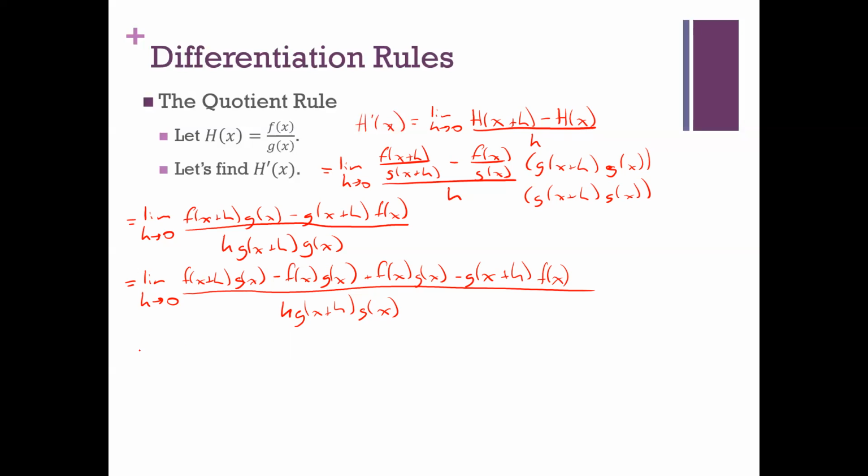All right, so again, like last time, I'm going to break this into pieces. So I get the limit as h approaches 0 of, and because we've done something like this, I'm going to factor some things out. So the limit of g of x times f of x plus h minus f of x over h, g of x plus h, g of x.